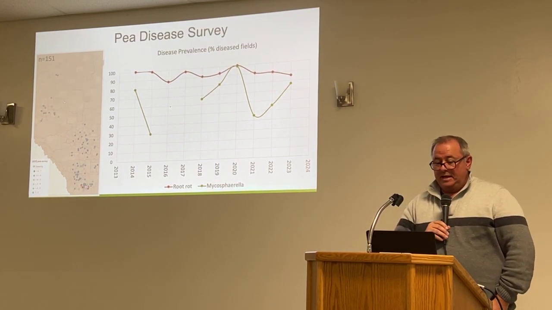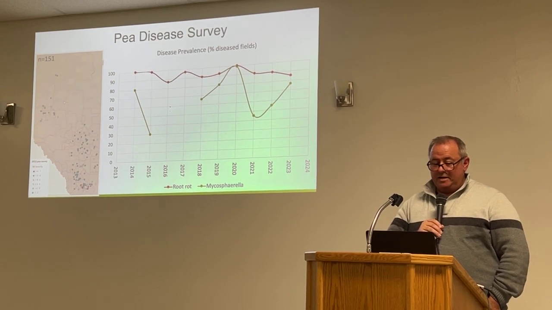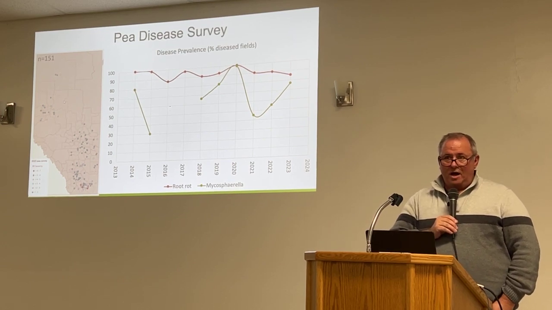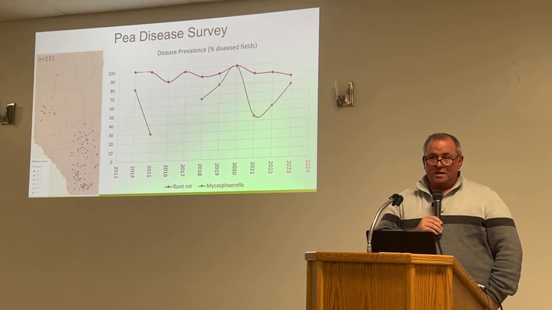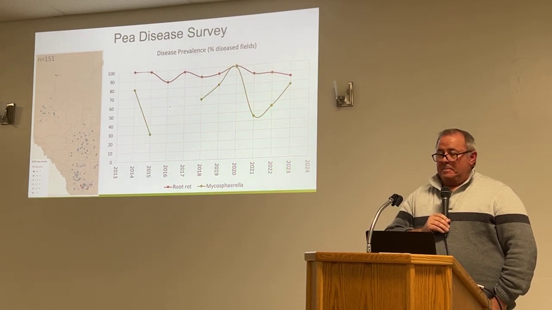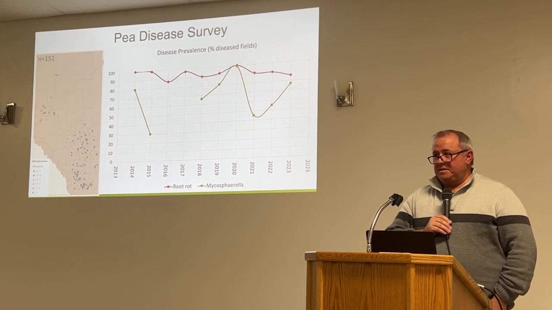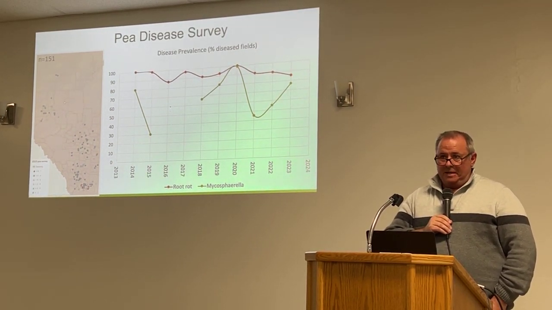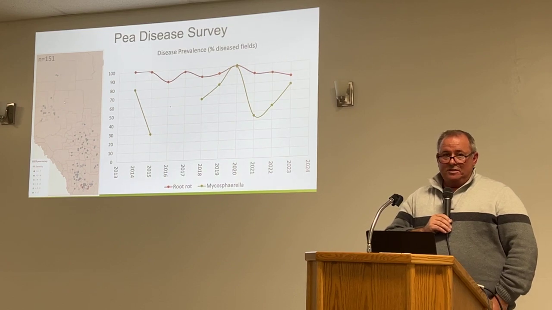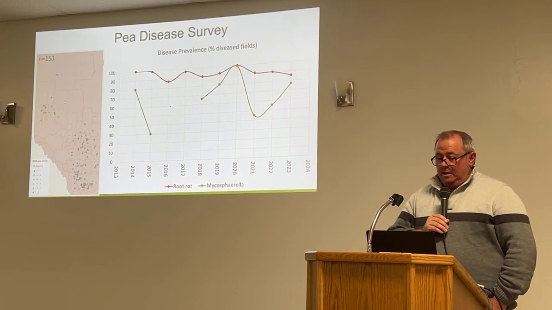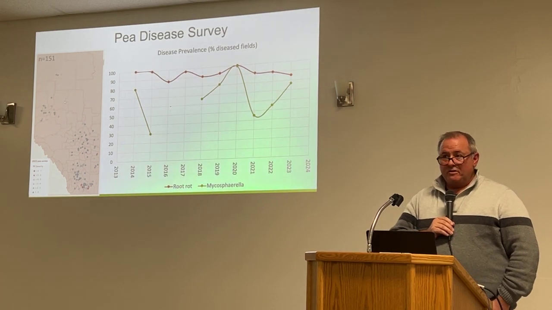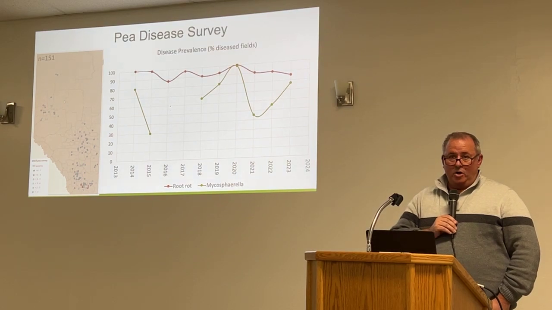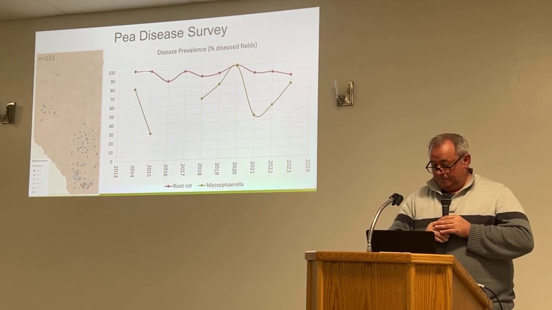Okay, last one, pea disease survey. Root rots, and in the green line is Mycosphaerella. So we're seeing a reduction, a little bit of a drop in disease prevalence of root rots, both prevalence and incidence. We don't think it's because the disease is receding. It's probably more because of field selection. So we aren't growing peas in some of those fields that had high levels of root rot pressure. And especially for Aphanomyces, that's a tough one to manage. We generally just have to grow a non-host to manage that disease.